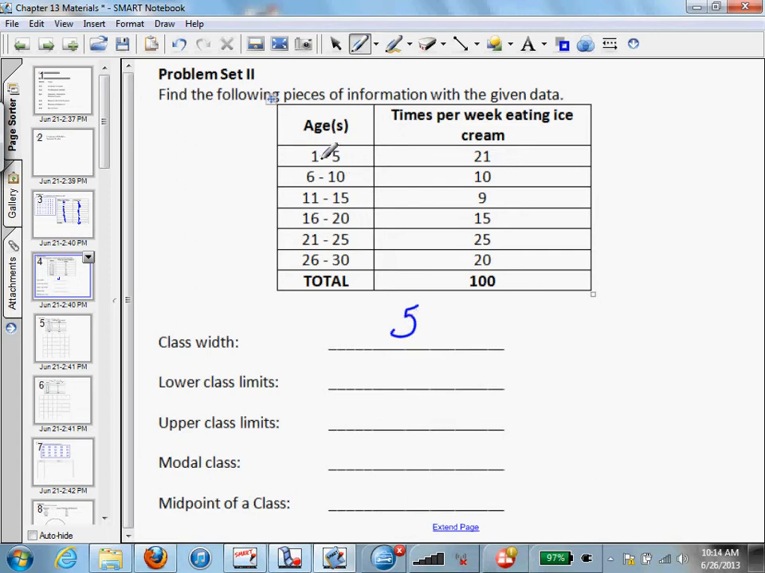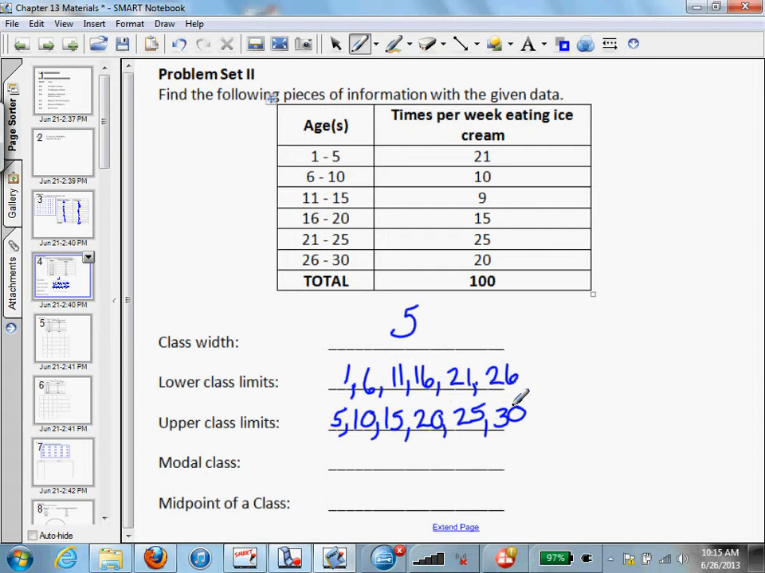And the lower class limits in each category are referring to the number that occurs on the left side of the dash. So those are going to be 1, 6, 11, 16, 21, 26, while the upper class limits are going to be the ones found on the right side of the dash. So those are going to be things like 5, 10, 15, 20, 25, and 30.